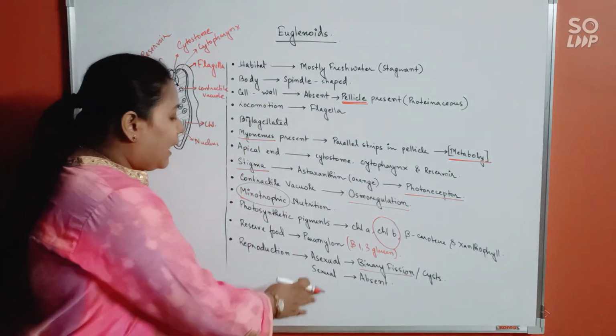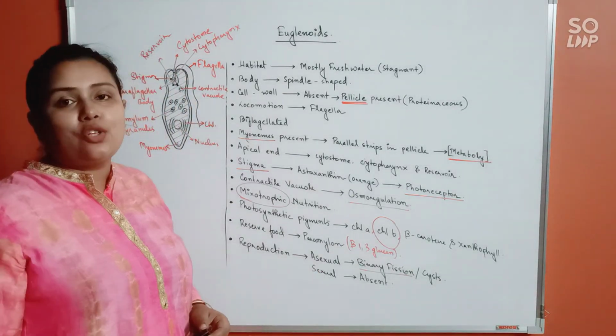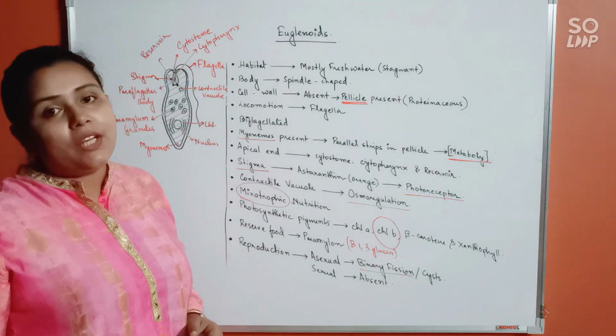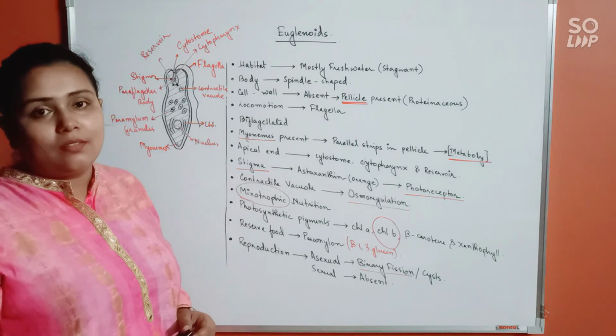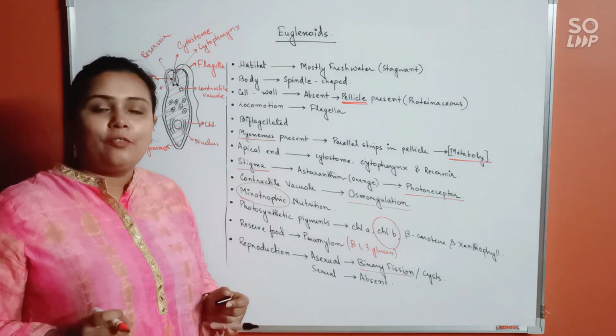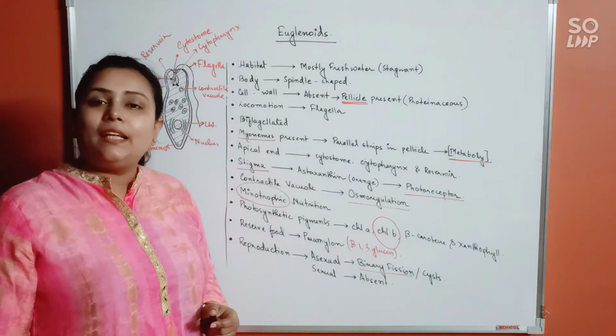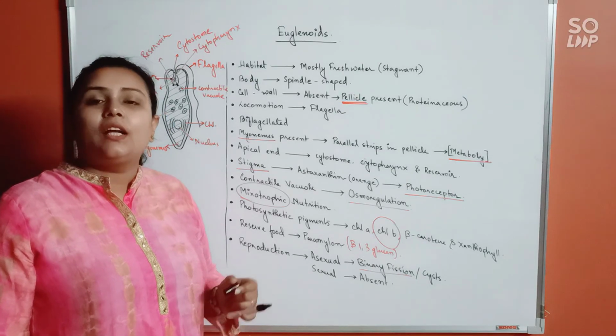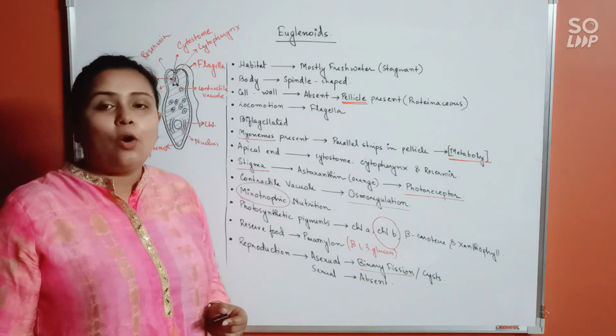Alright. And finally, sexual reproduction. Sexual reproduction in Euglena has not been reported yet, so it is absent. Okay. So this is all for the photosynthetic protists. In the next class, we'll start with consumer decomposer protists or slime molds.